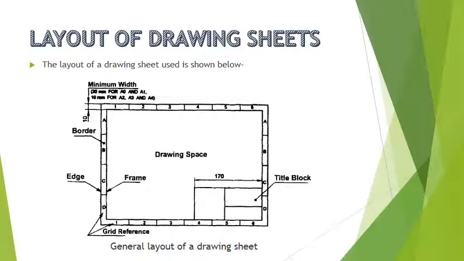Layout of drawing sheet. In order to prepare a drawing, first we should know what layout it should have. Now on the screen we can see the general layout of drawing sheet. In this general layout we will have 20 mm borders on all the four sides for the size A0 and A1, and 10 mm border for A2, A3 and A4 size sheets. We have on the bottom right corner a title block with size 170 by 80 mm.